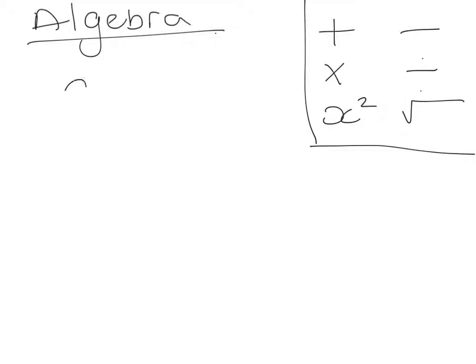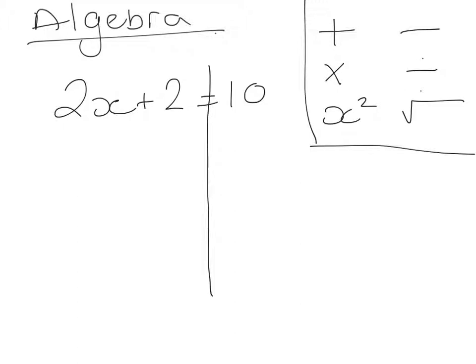So let's take the example 2x plus 2 equals 10. The first thing we're going to do is draw a line down the middle. That's just because we call it a balance method. So what I do to this side, I have to do to this side. It's a bit like a seesaw. We've got to make sure it's balanced.